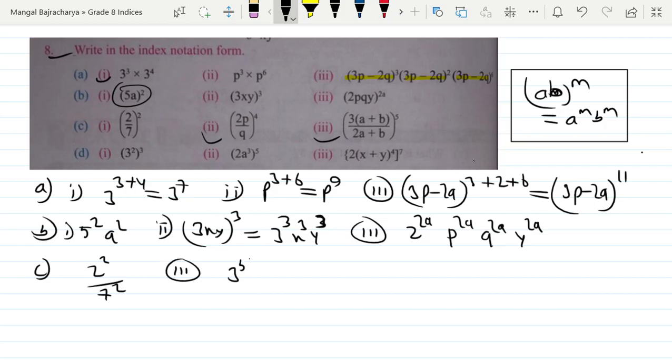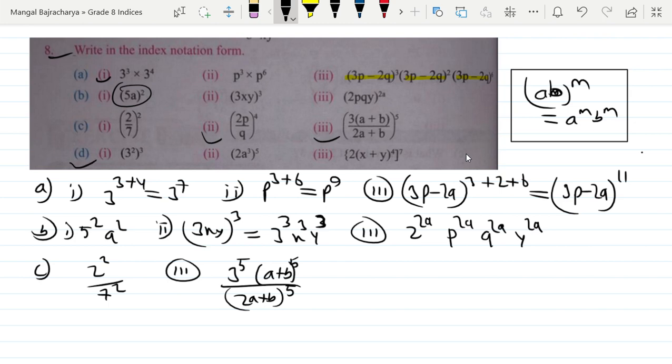3 power 5, a plus b whole power 5, and whole divided by 2a plus b whole power 5. If you wish to simplify it, 3 power 5 is calculable, so you can calculate that also, but they said just to write in index notation form.